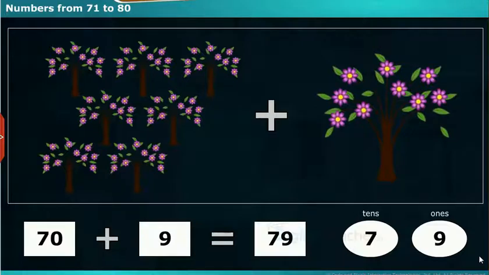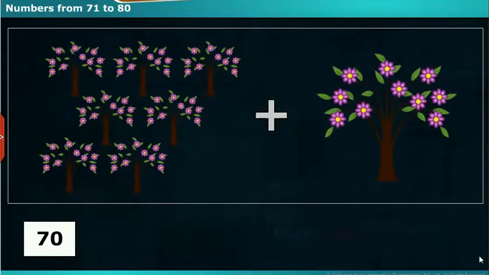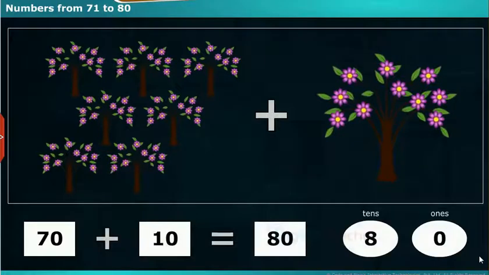Finally, plant flowered one more flower on day 10. So, 70 plus 10 is equal to 80. Total is equal to 80 flowers.